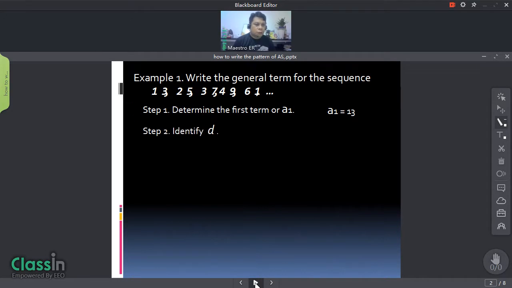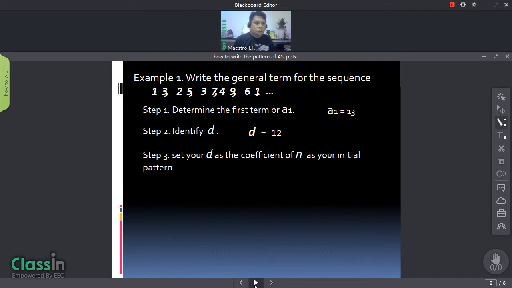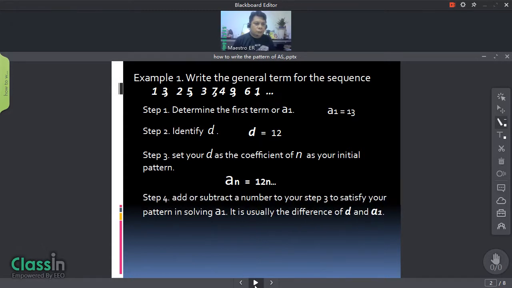Okay, step 2, identify the common difference D. And the common difference of that arithmetic sequence is 12. Step 3, set your D as the coefficient of n as your initial pattern. So we have that a sub n equals to 12 times n or 12n. Then step 4, add or subtract number to your step 3 to satisfy your pattern in solving a sub 1. So it is usually class the difference of the common difference D and a sub 1.